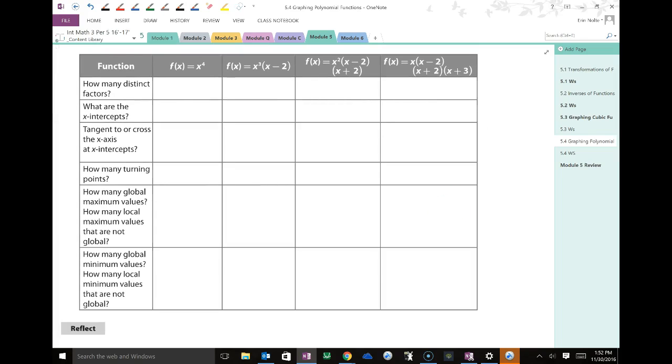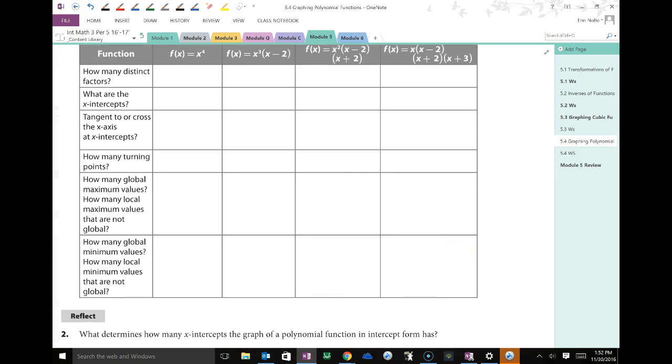Okay, let's try these ones. Okay, so x to the 4th. They're all parabolas. Okay, x to the 4th is a parabola, but it looks weird. A rigid parabola. So there's one factor for x to the 4th. What's my x-intercept? 0. Is there bouncing? Yes, there is a bounce.